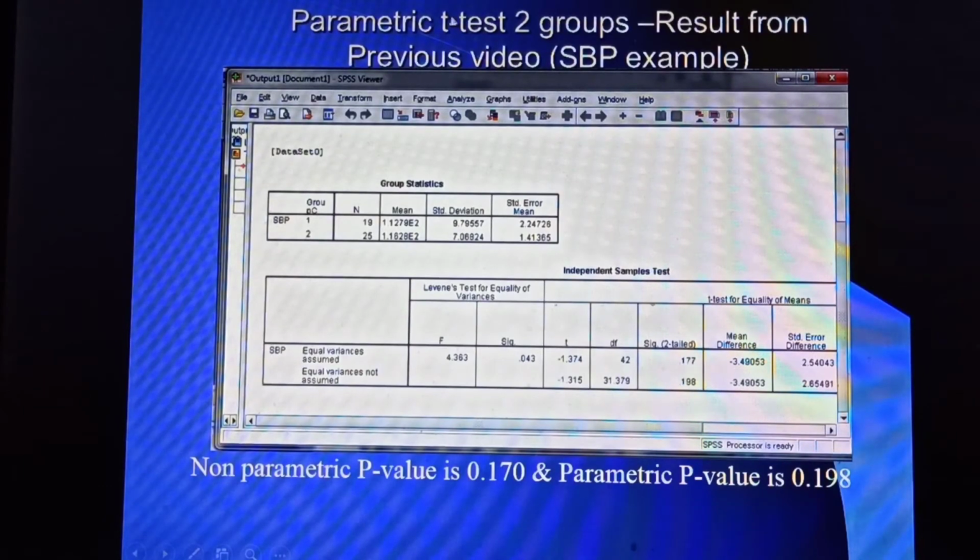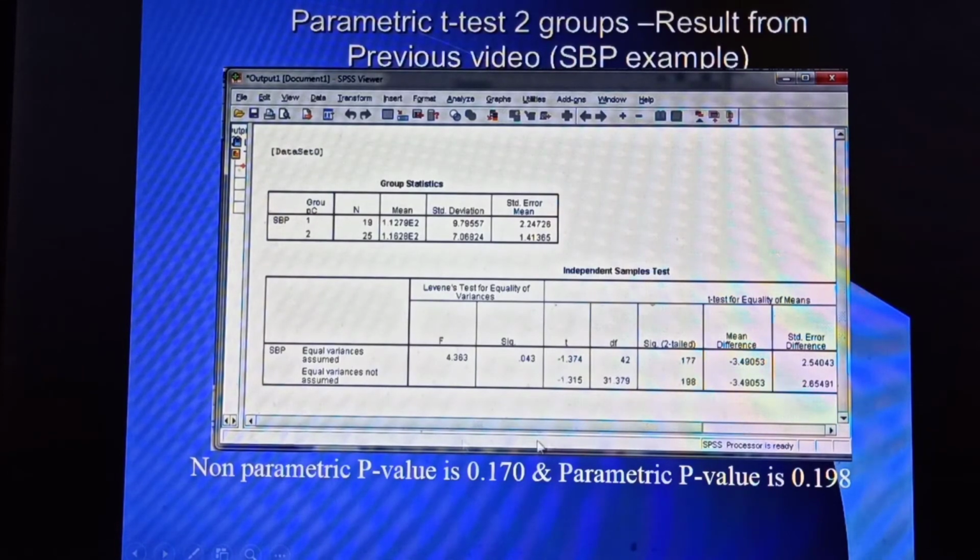So overall there is no difference in the conclusions that we draw. And this is the retake of parametric results from the previous video. We took equal variance not assumed, 0.198, which is almost close to the non-parametric p-value.